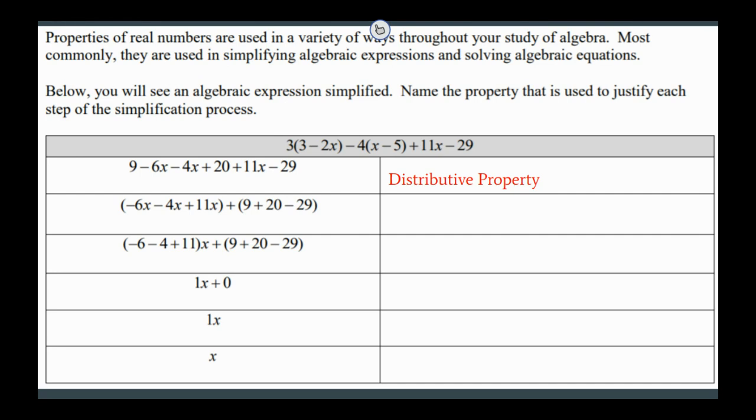Simplify? It looks more complex to me. What do they do? They rearrange them, right? Didn't they put all the X's right here and the numbers right here? Which property was that? Commutative, somebody said it. A commutative property. It's when they rearrange things.